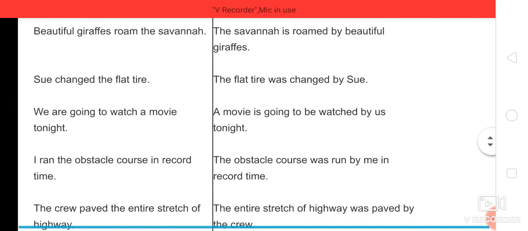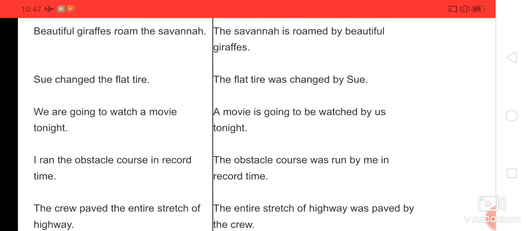Okay. See the third one. Sue changed the flat tire. Sue is the subject, changed is the verb, flat tire. Okay, what is the flat tire? The flat tire is an object. So how do you convert it? The flat tire was changed by Sue.